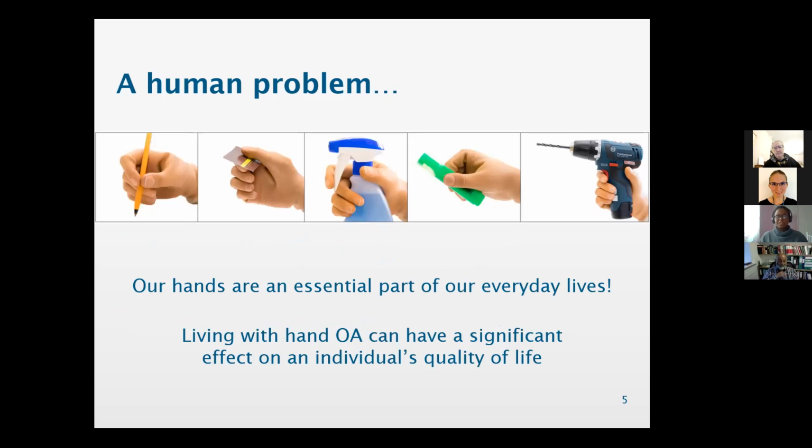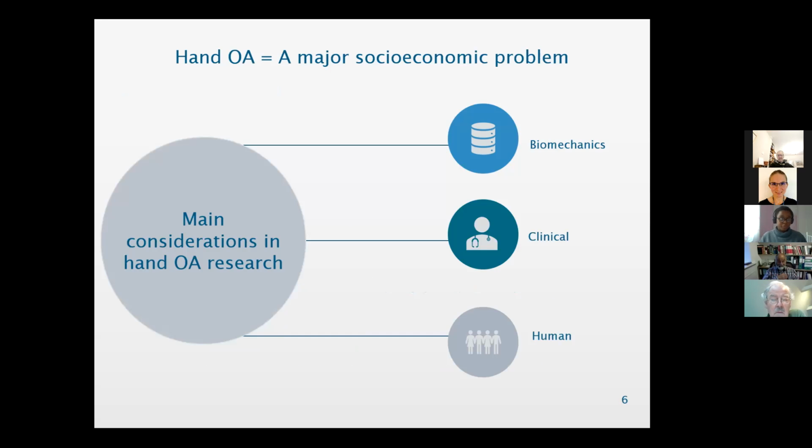We talked about how it's a biomechanical problem, a clinical problem, but it's also a human problem. Our hands are such an essential part of our everyday lives. We do so many things with them, from writing things down to communicating to even getting dressed in the morning. So for somebody living with hand OA, that can have a significant effect on an individual's quality of life. Of course, it changes how a person can do certain tasks, and their capabilities may be lost. So overall, we can say that hand OA presents a major socioeconomic problem and a barrier to healthy aging, whilst compromising a patient's daily life.